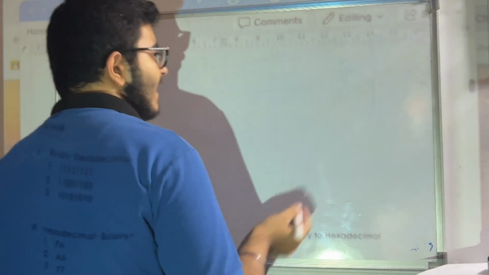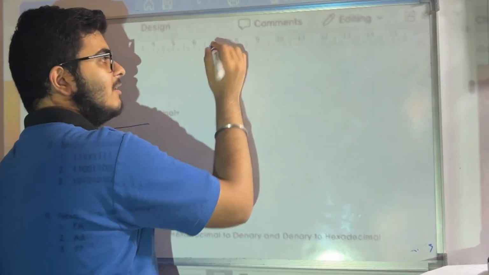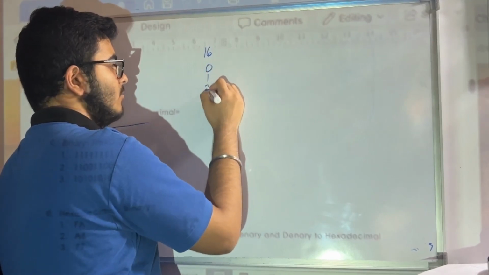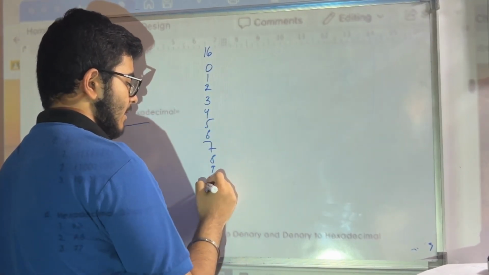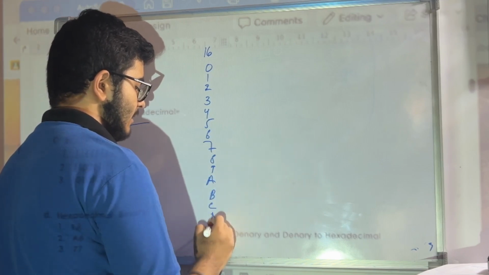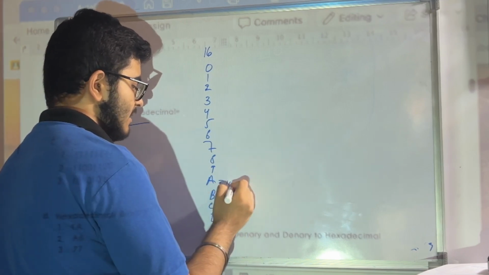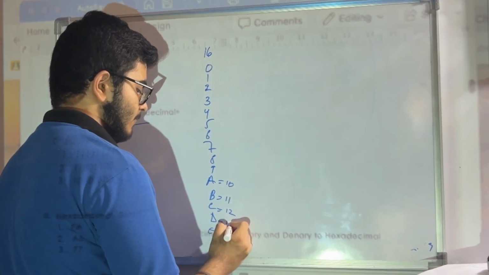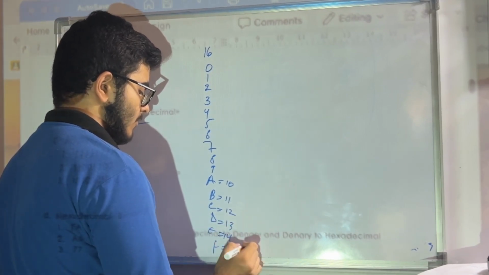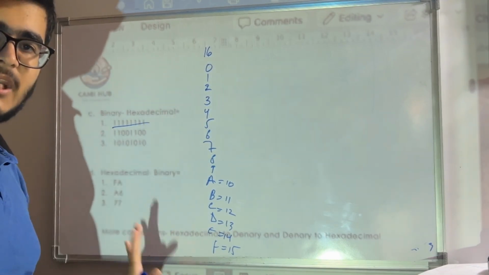First let's write hexadecimal. Hexadecimal is a base 16 number system. So I have 0, 1, 2, 3, 4, 5, 6, 7, 8, 9, A, B, C, D, E, F, where A is 10, B is 11, C is 12, and likewise. Right, this is hexadecimal number system.